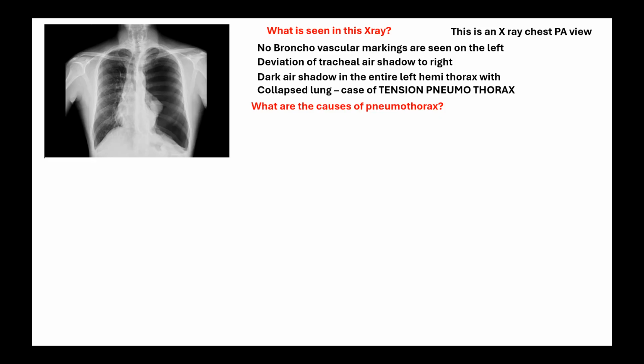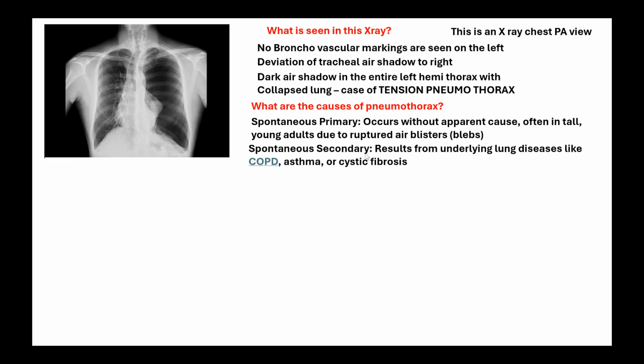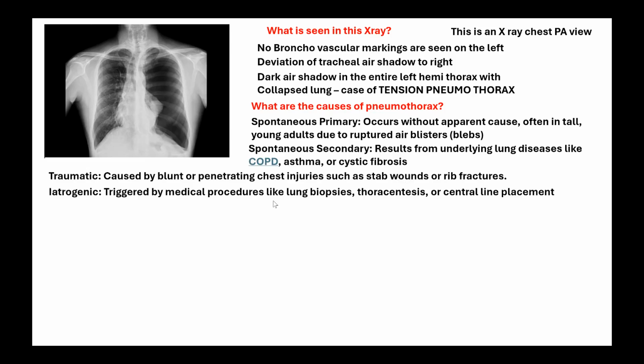First is spontaneous, okay, primary and secondary. Spontaneous primary occurs without apparent cause, often in tall young adults due to ruptured air blisters or blebs. Okay. Spontaneous secondary occurs from underlying lung diseases like COPD, asthma, or cystic fibrosis. The acquired can be traumatic, caused by blunt or penetrating chest injuries, and it may be iatrogenic, triggered by medical procedures like lung biopsy, paracentesis, or central line placement.